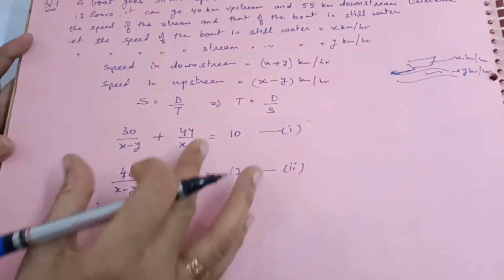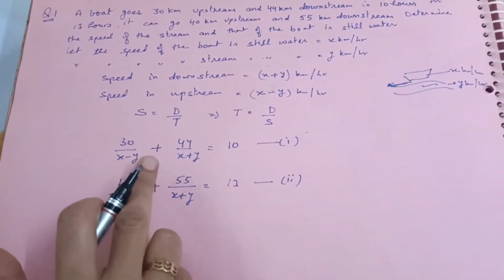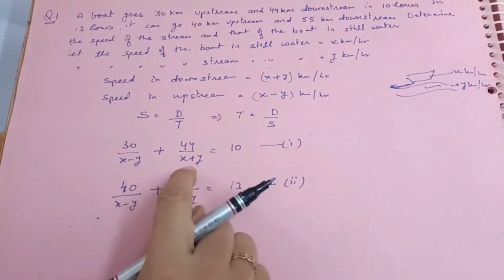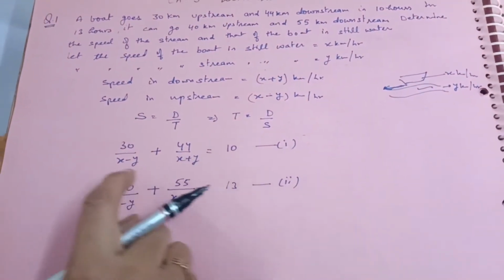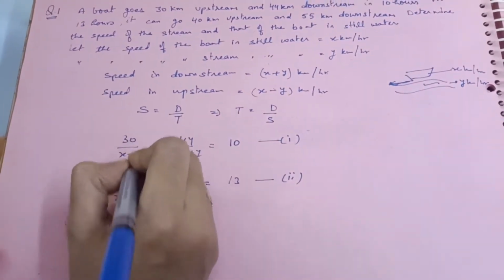Now you know this is not in the form of a pair of linear equations. Is it in the form a1x plus b1y plus c1 equals 0? No. So I need to see what to do. Let me assume 1 by x minus y.